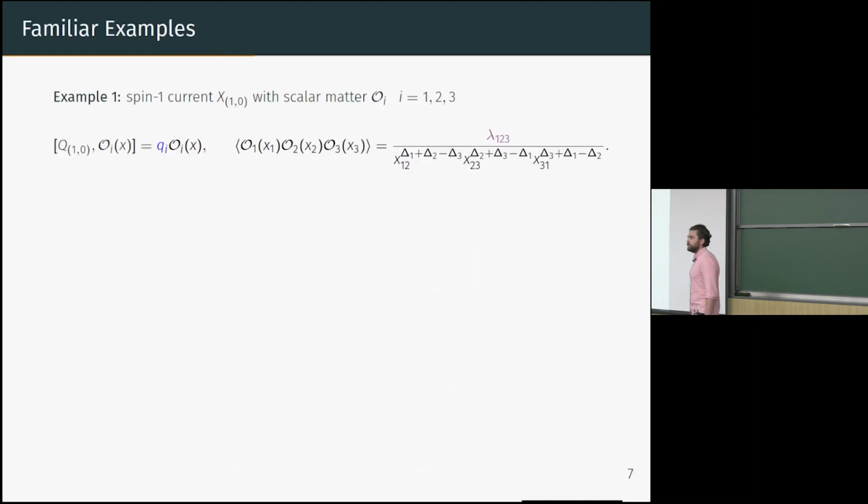Okay, so that was a bit formal. Maybe I can explain this with an example that's a little bit clearer. So the simplest example is one of these spin 1 depth 0 current operators. And I'm going to assume it couples to some scalar fields, O1, 2, 3.